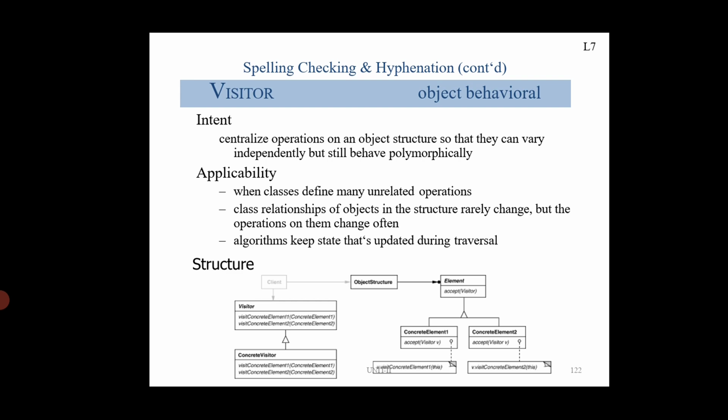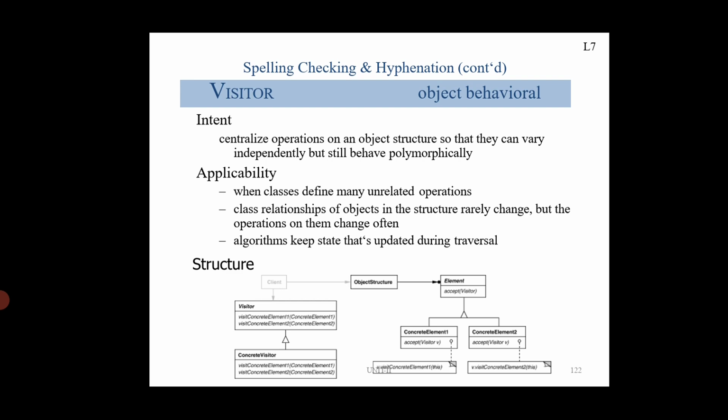So what is the applicability of the visitor pattern? When we are defining classes, they may have many unrelated operations. The class relationships of objects in the structure rarely change, but the operations on them often change. Here the algorithms keep a state that's updated during the traversal.